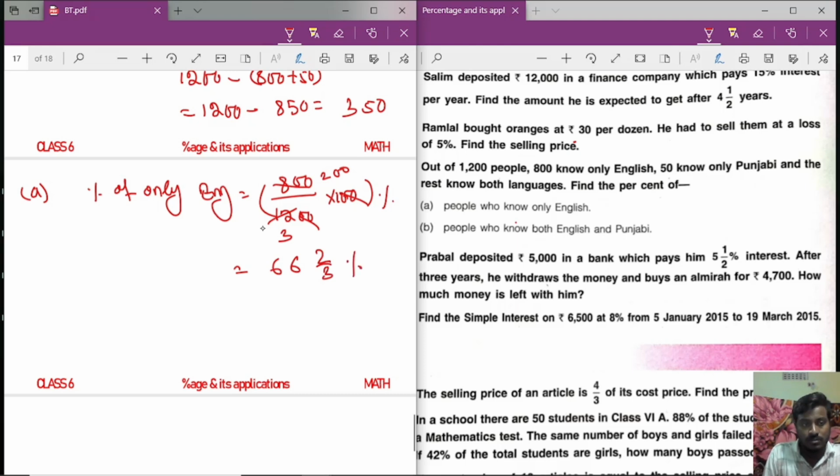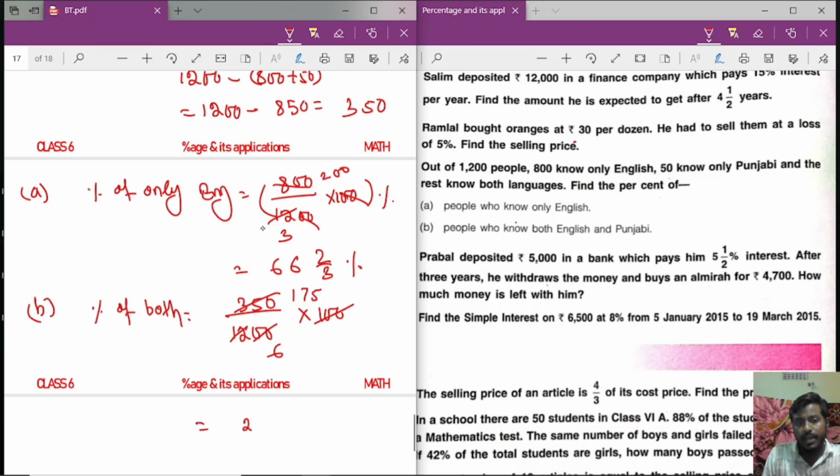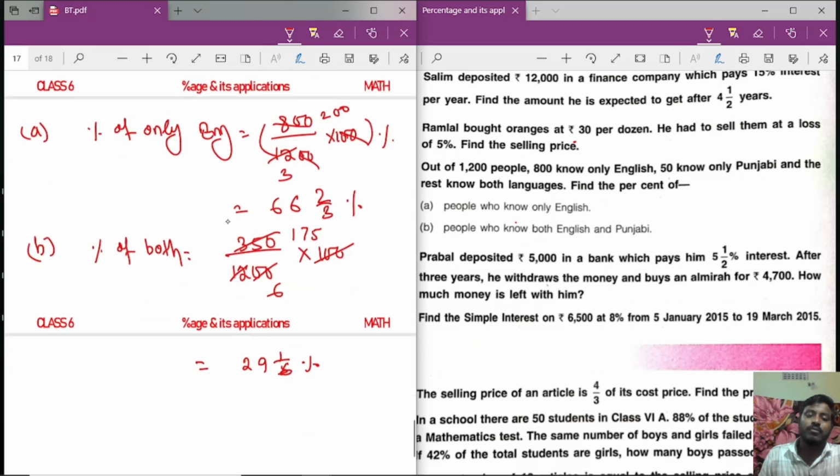Okay. Now B, the people who know both English and Punjabi. So the percentage of both equals 350 divided by the total 1200 into 100. 0 0 cancel. Then 6 3 ja 18, 6 2 ja 12, so 29 1 by 6 percentage. Clear?